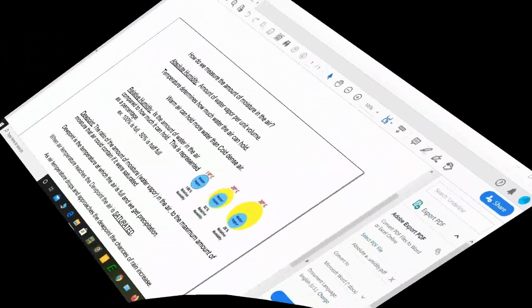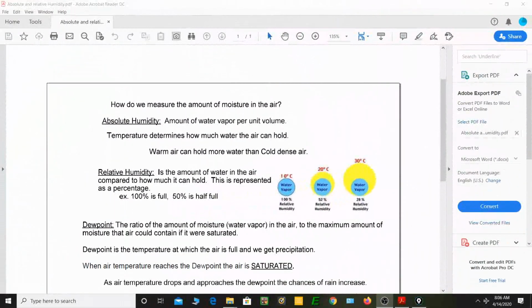Hi everybody, welcome back. In this lesson, what we're going to do is describe how we measure the amount of moisture in the air. And there's two ways that we describe it. There's absolute humidity, which is just referring to the total amount of water that's in the air, regardless of how much it can hold. And relative humidity is the amount of water in the air compared to its capacity.